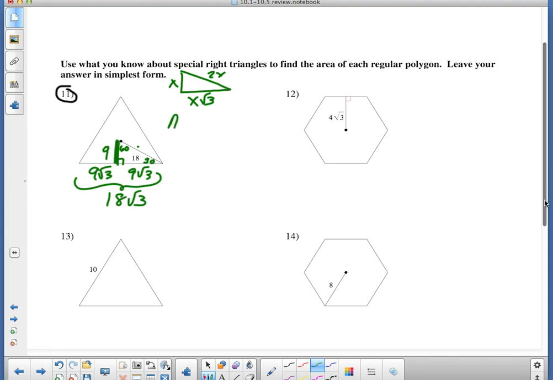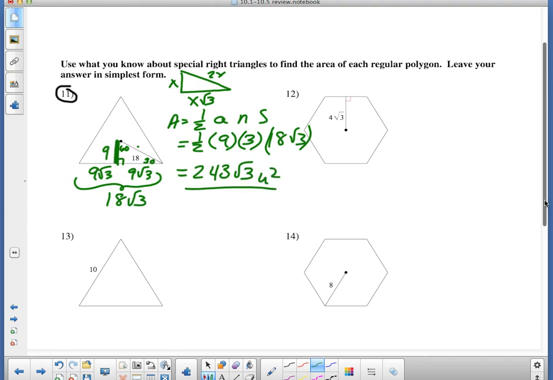Now I can use area is equal to 1/2 ANS, and 1/2, the apothem is 9. The number of sides is 3 because it's a triangle, and the side length is 18 the square root of 3. So I multiply all those things together, and I get myself my final answer. Let's see what they have to do. And they want us to leave your answer in simplest form. So we'll use simple radical form. And I've got 9 times 9, 81 times 3 is 243. We're going to check that out. Hey, look at that, it is. So I got 243 the square root of 3. Simplest radical form, unit squared.